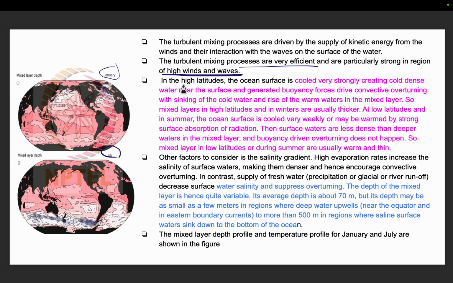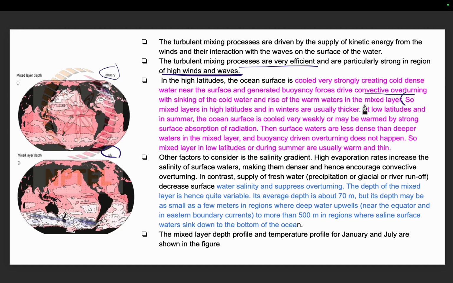In the high latitudes, the ocean surface is cooled very strongly, creating cold, dense water near the surface and generating a buoyancy force. Those forces drive convective overturning, with the sinking of cold water and rise of warm water in the mixed layer. So the mixed layer in the high latitudes and in the winter is usually thicker.